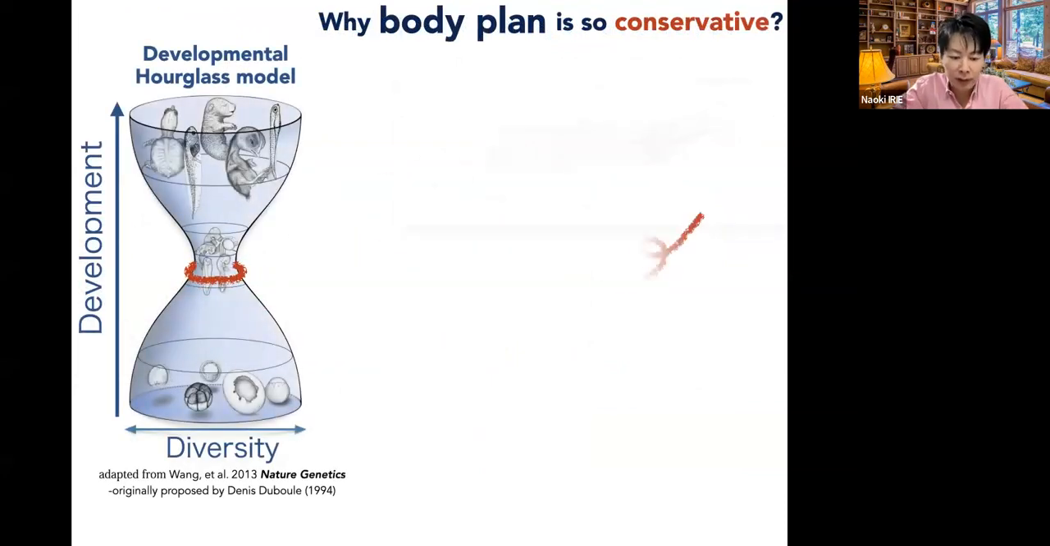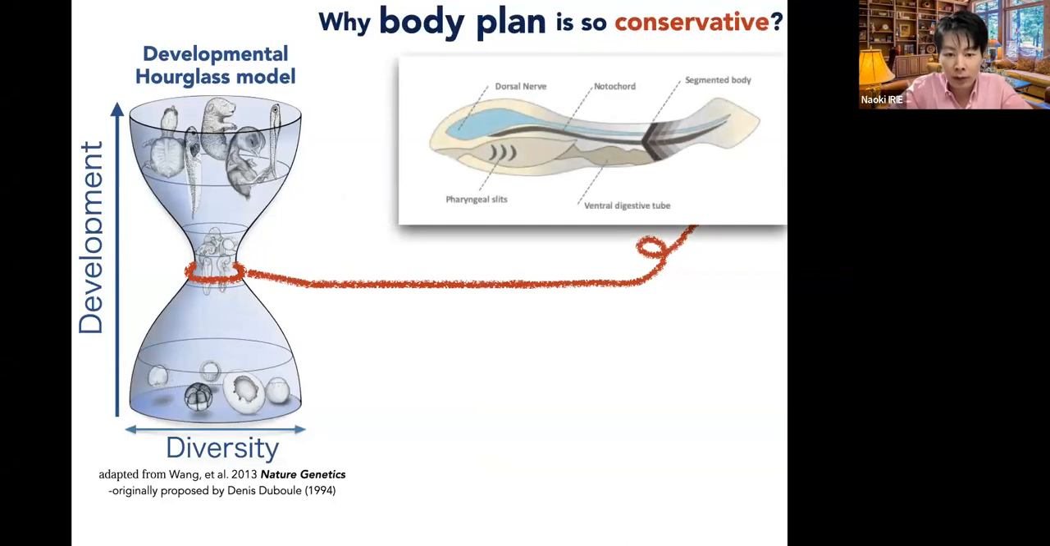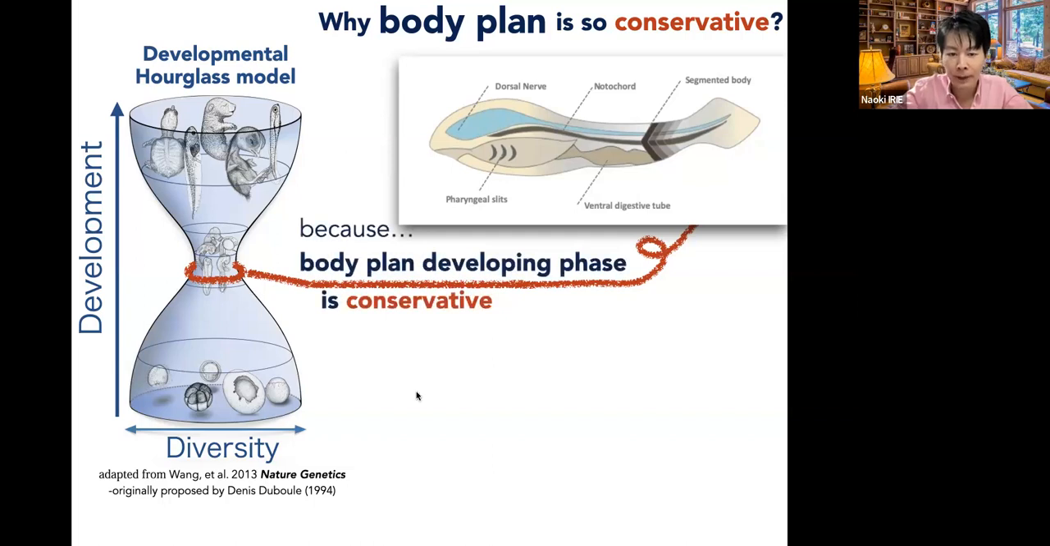So the reason is not clear yet, but based on the hourglass model proposed in 1994 by Duboule, he said that the body plan is probably conserved because of mid-embryonic conservation. We call this body plan developing stage the phylotypic period, and since it is very conservative and won't change during evolution or through generations, this would be the reason why the body plan is so conserved.